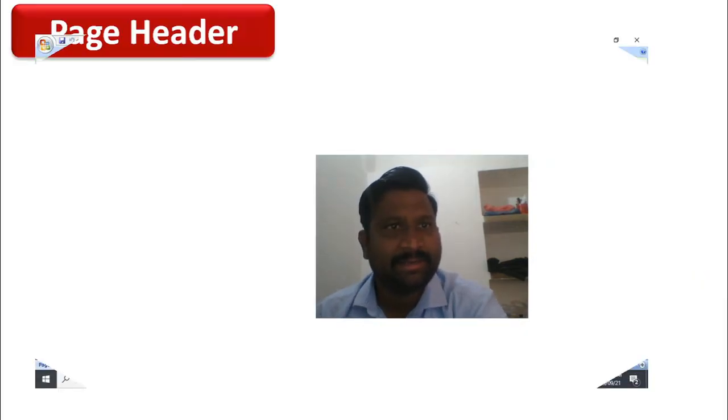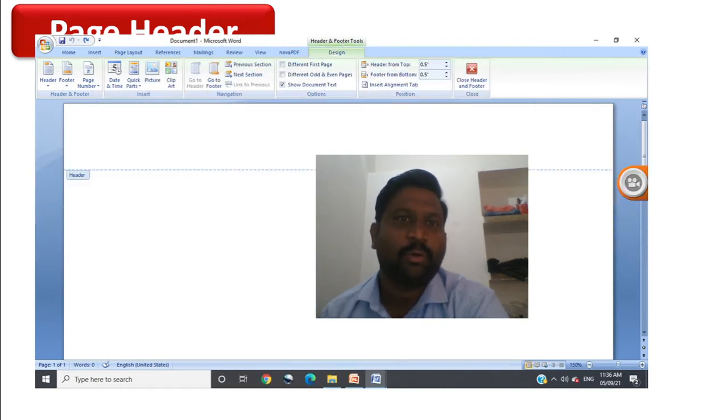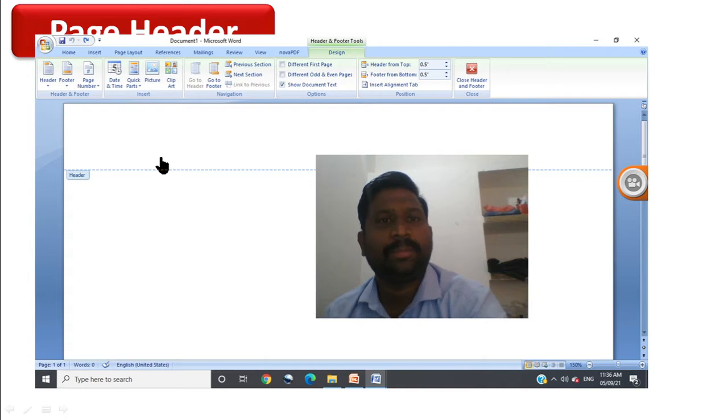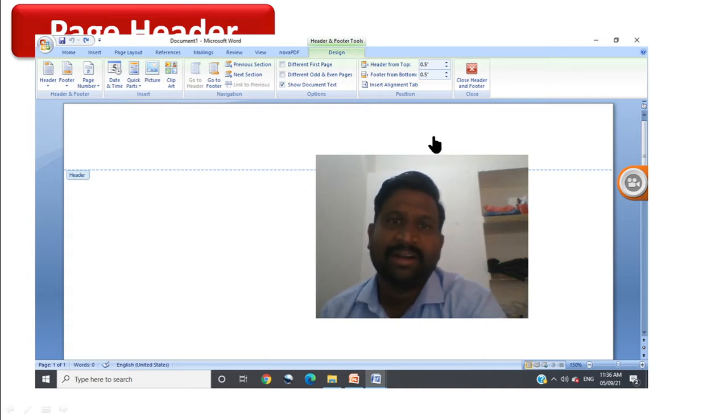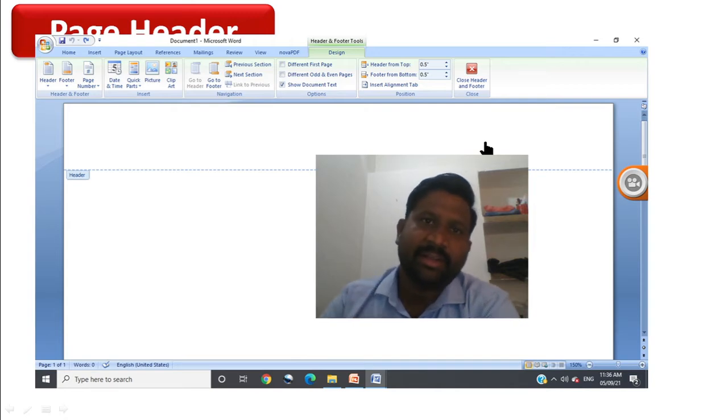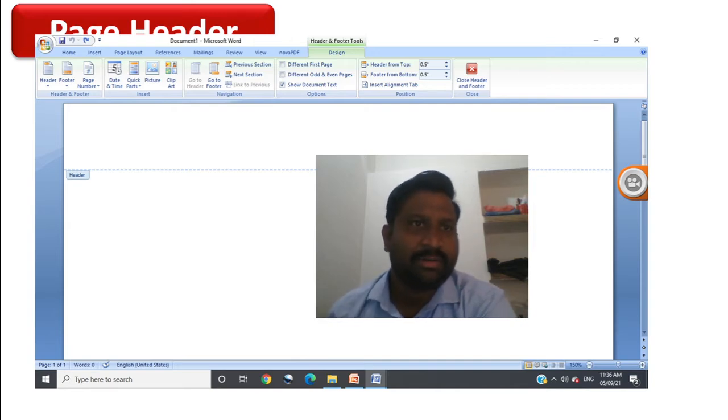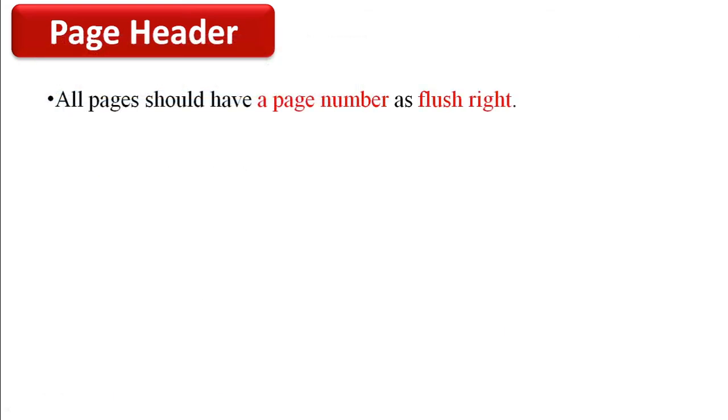What is page header? You can see the upper portion of a page is called the page header. This is common to all the pages of this file. So, whatever content will be here, it will be appearing in all the pages. So, what should be there? Let us see. All pages should have a page number as flush right side. So on the right side of the page header, we should have the page number.